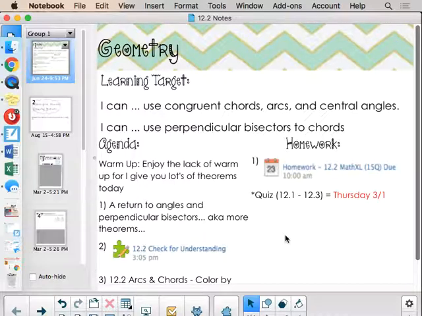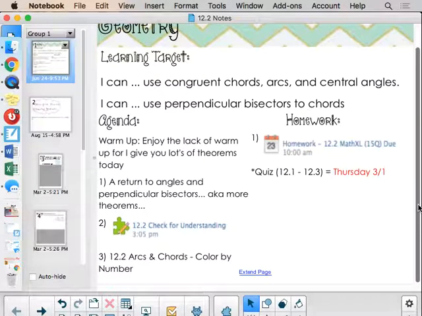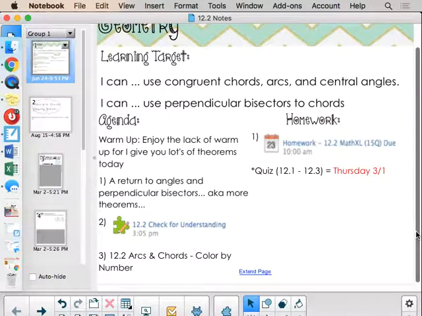I hope so. All right, so Math Excel, you got that to take care of this weekend. We are quizzing next Thursday. At the end of the lesson, we'll take care of our check, and I have a quick color by number for you. It is only 8 problems to do today.